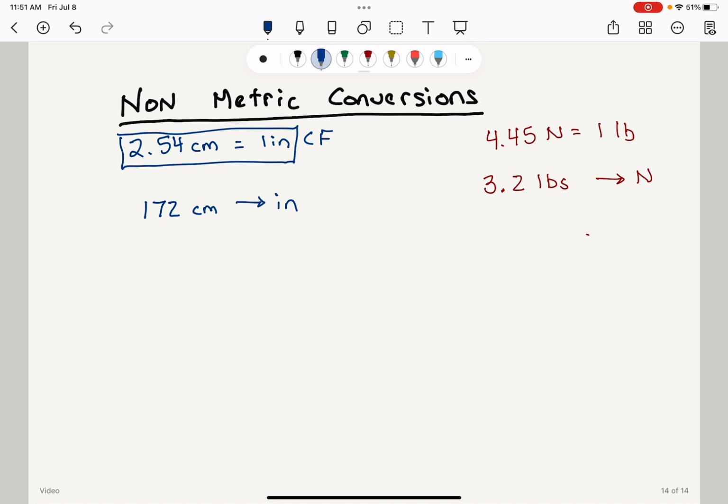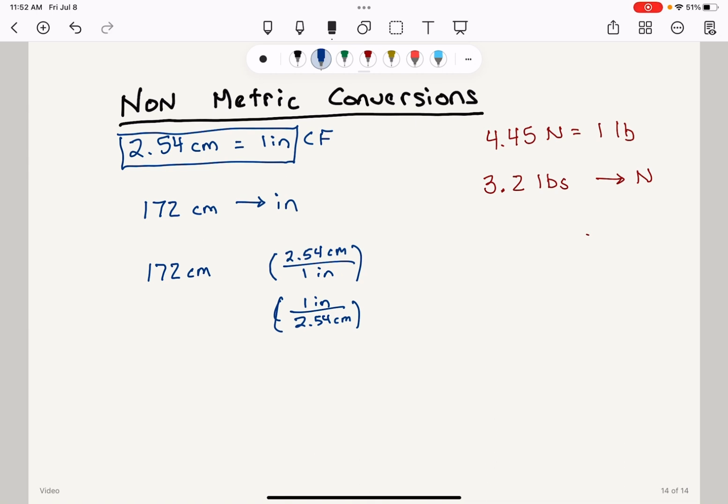To do that, the very first thing I'm going to do is write that number, 172 centimeters, just like that. Then I'm going to consider two possibilities. I'm either going to multiply it by 2.54 centimeters over 1 inch. Notice how I took the conversion factor and wrote it as a fraction. Then I'm going to write it as the opposite, which is called the reciprocal. This is the conversion factor from above, and this is its reciprocal.